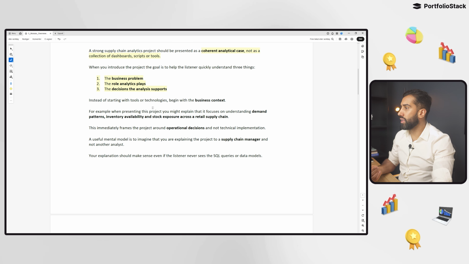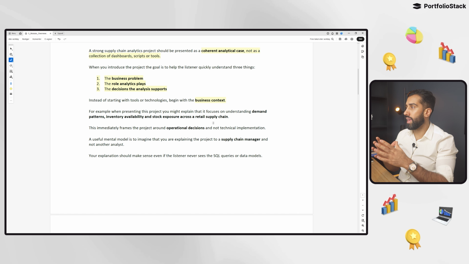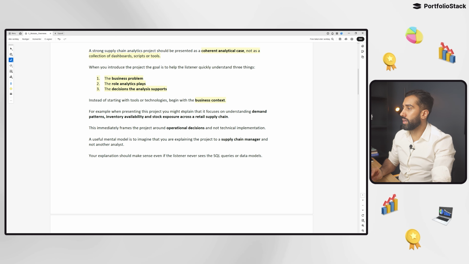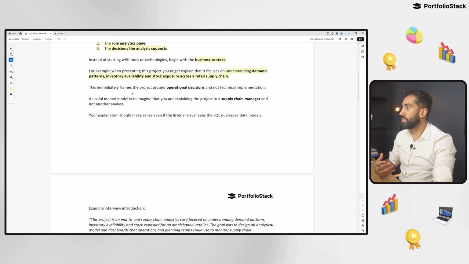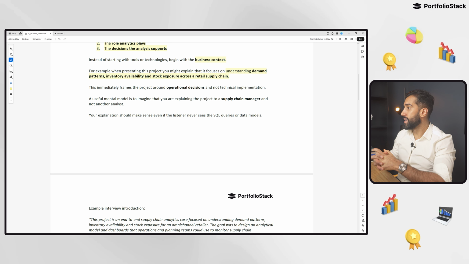Instead of starting with tools or technologies, begin with the business context. You want to set the frame, set the problem, and have them quickly understand what you have been doing, why, and what you've been trying to solve. So for this project, you might explain that it focuses on understanding demand patterns, inventory availability, and stock exposure across a retail supply chain. That gives a bit of context and immediately frames the project around operational decisions and not technical implementation. We haven't said anything about technical implementation, only what we are trying to solve, what we are trying to improve, and what we are honing in on.